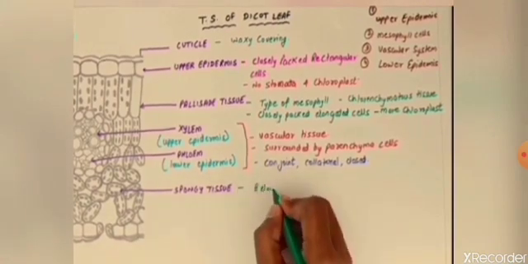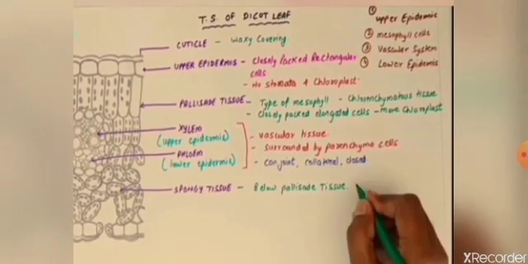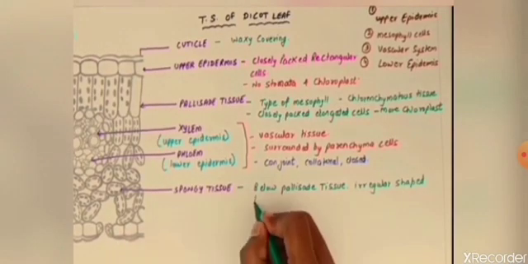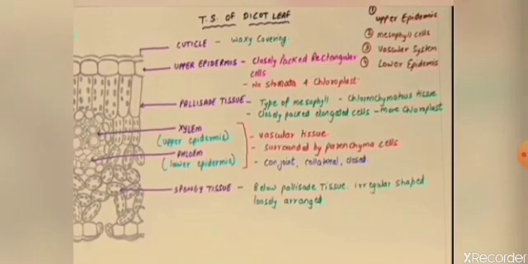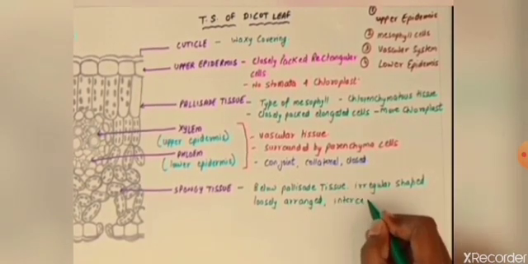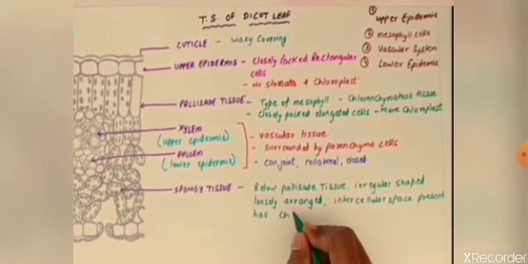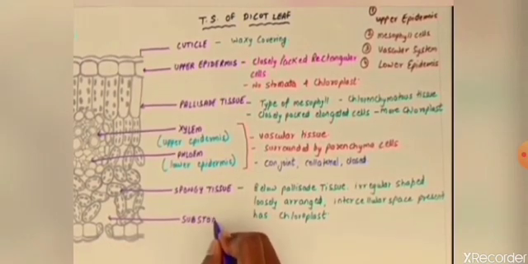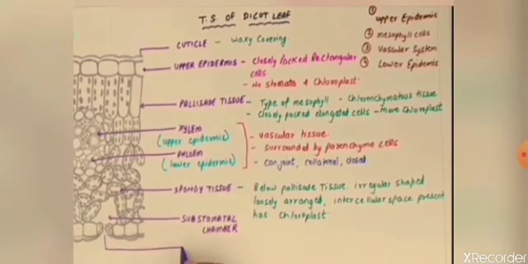Next you have the spongy tissue. Here the cells are more or less oval or circular in shape. It has more intercellular space between them. We can say it is irregular in shape also. It is the next layer to the palisade tissue. So it is loosely arranged, that is, the intercellular spaces are more, and this also has more chloroplast. This is the substomatal chamber, where you have more gap.